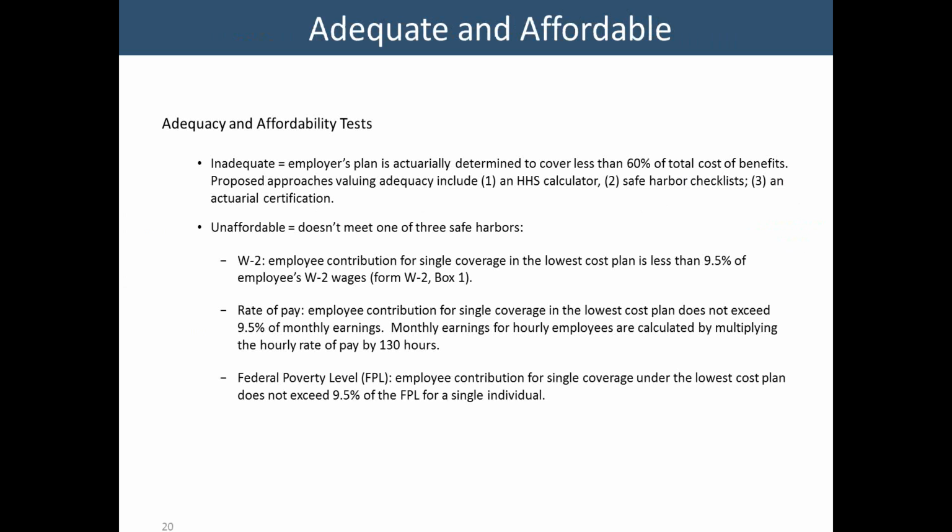When we talk about adequate and affordable, to have an adequate plan, you have to make sure that your plan covers 60% of the total cost of benefits on there. Now you're going to ask yourself, well, how am I supposed to know if it covers 60% of total cost of benefit? That's what our job is as a broker. The broker should be doing that to make sure that your plan is adequate. Now, it's the employer's responsibility to make sure it's adequate, but the broker would be doing that for you.